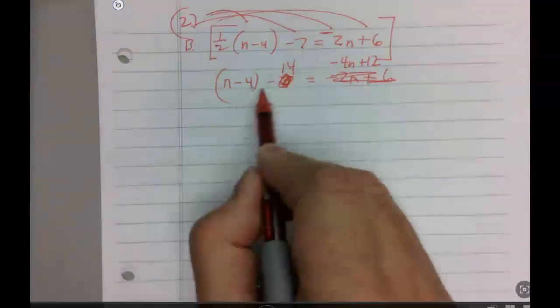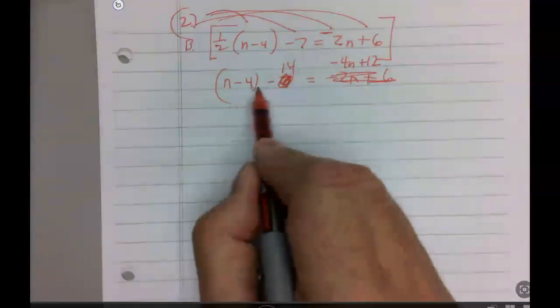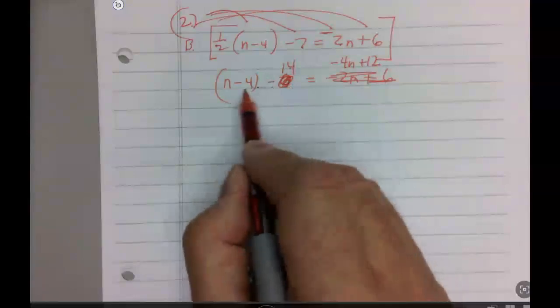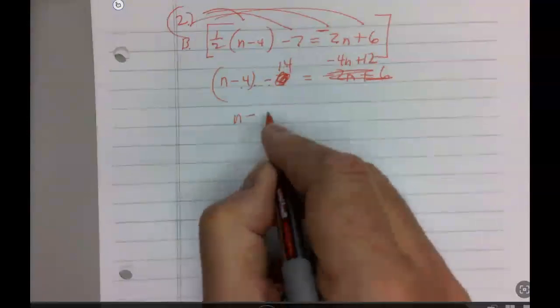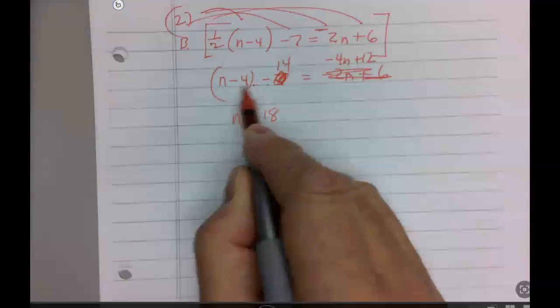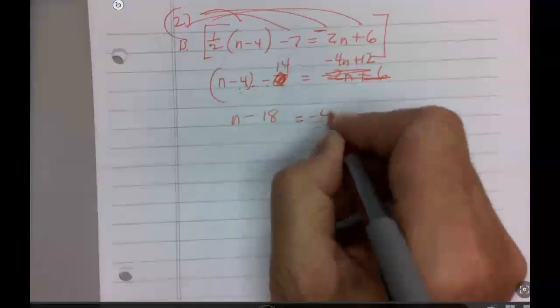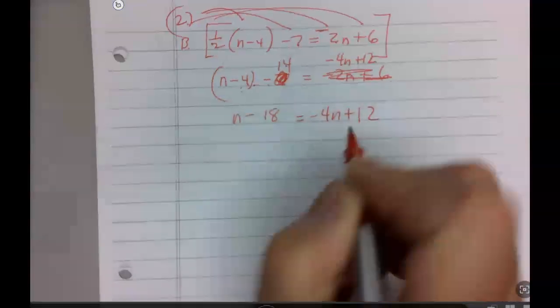Can I combine any like terms here on the left side? These two, because when it's not right next to the parentheses, there's a minus sign, and I'm just subtracting. So that would give me n minus 18, wouldn't it? Negative 4 minus 14. Okay?